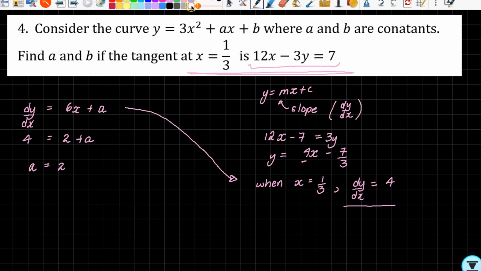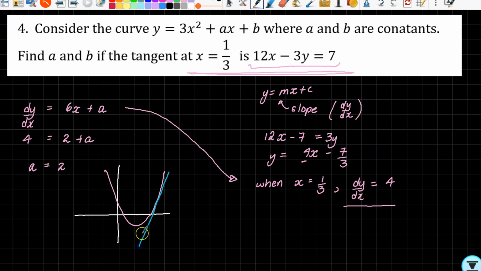This is when you need to realize what is going on. So 3x squared plus ax plus b. So we know that this is a quadratic. Now, not really worried about where exactly it sits on our axis. Let's imagine it's there. And we have the equation of a tangent. When x equals 1/3, the slope is 4, so it's going to be positive.